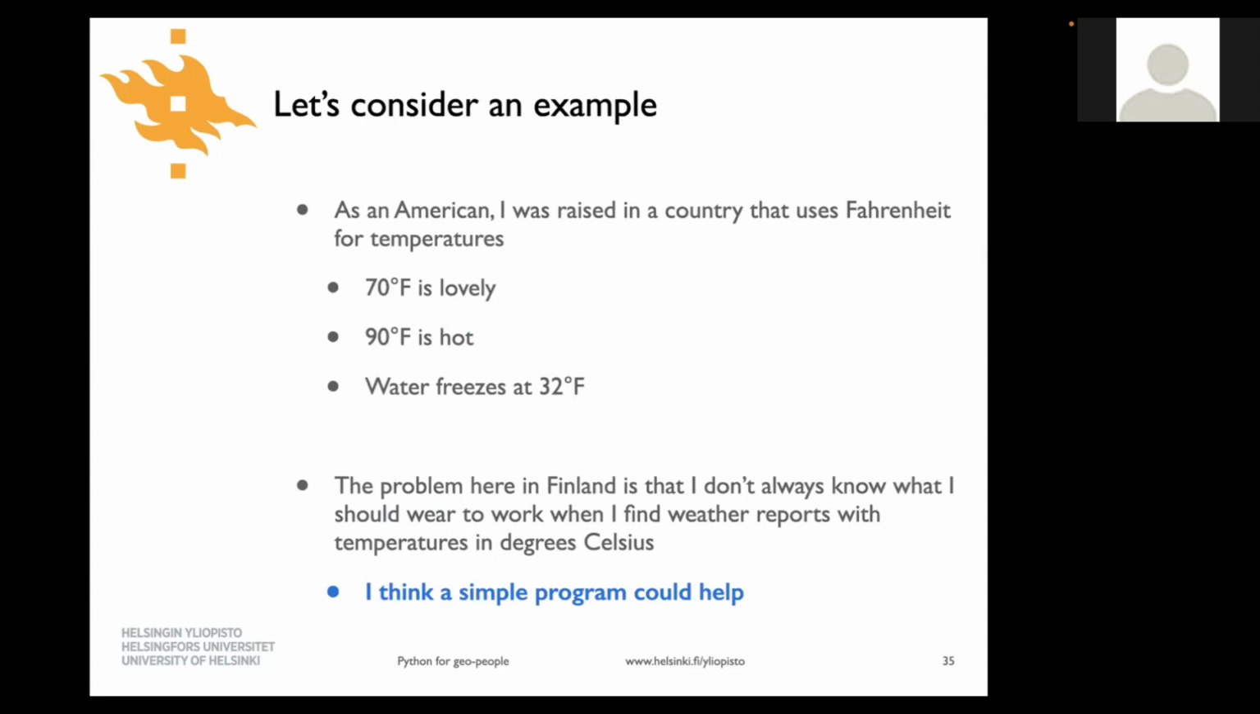And I always go to this silly example of dealing with temperatures. As an American, the US is still using the Fahrenheit system for temperature. So 70 degrees Fahrenheit would be a lovely temperature, 90 degrees would be hot, and water freezes at 32 degrees Fahrenheit. And as you can see, it's a very intuitive system.